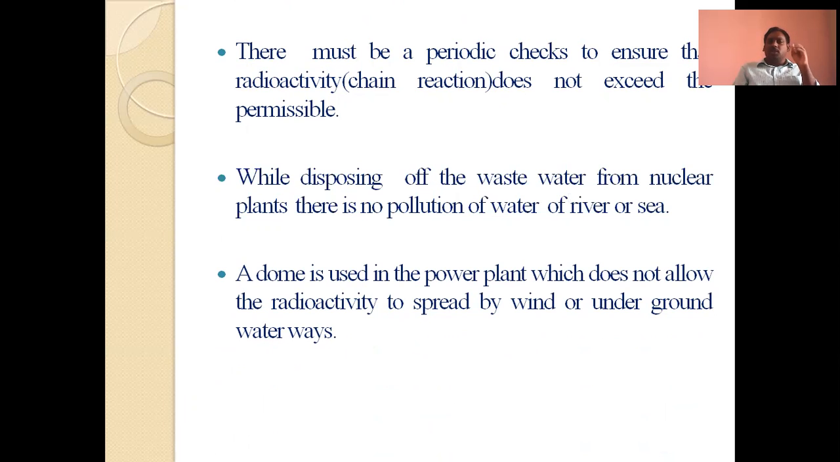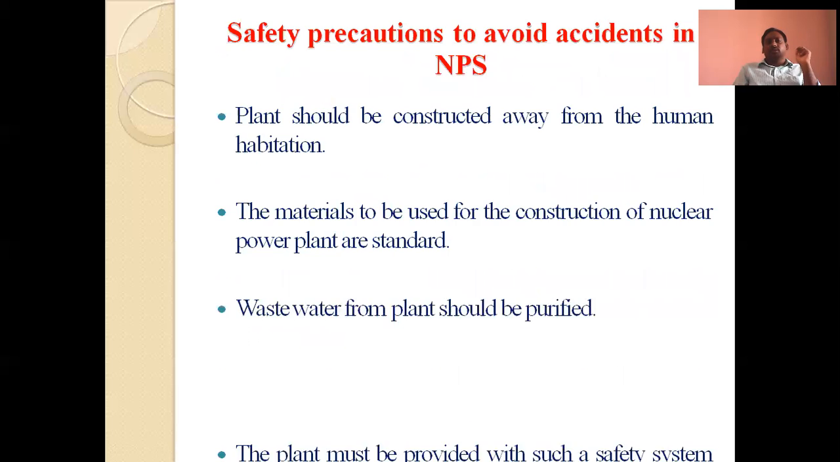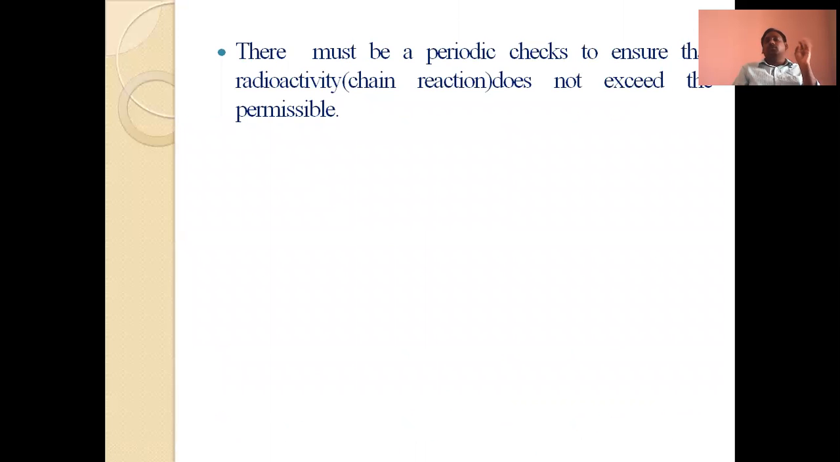And a dome is used in the power plant, which does not allow the radioactivity to spread by wind or underground waterways. That means proper shielding is required for the reactor core. Why? Because it can avoid the liberation of radiation from the nuclear power plant or nuclear reactor. And these are the safety precautions required for the safe operation of nuclear power plants and to avoid accidents in the nuclear power stations. Okay, thank you.